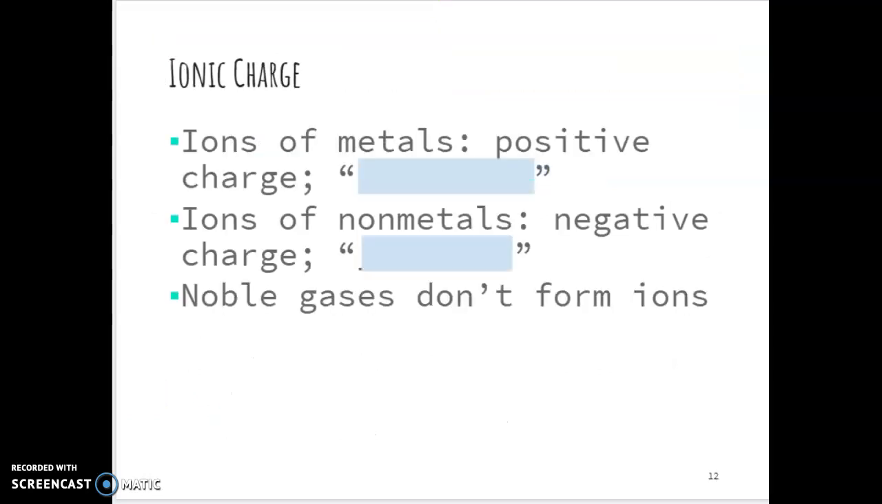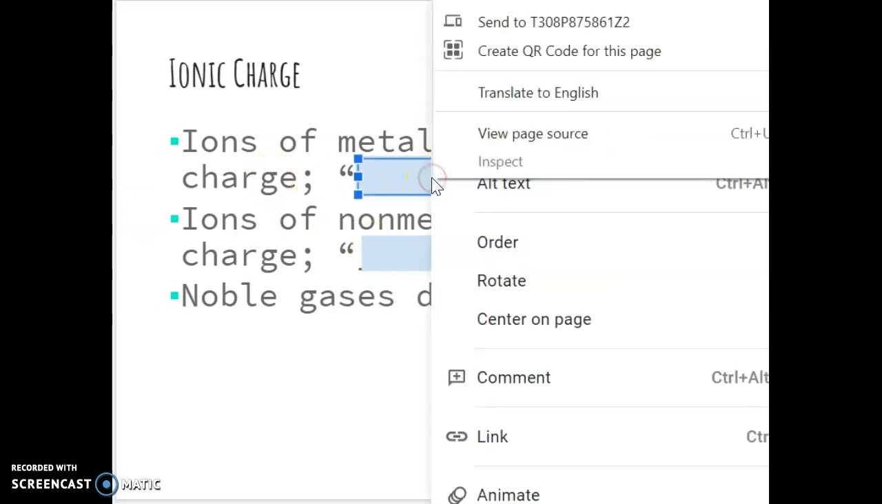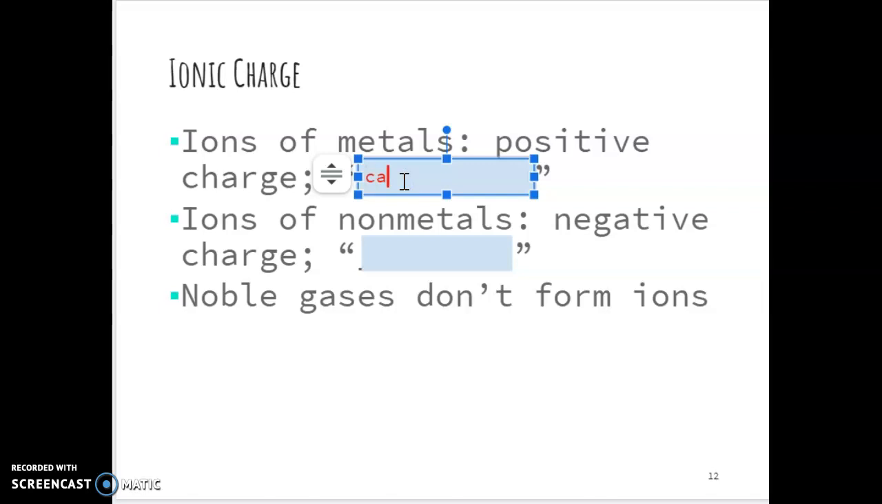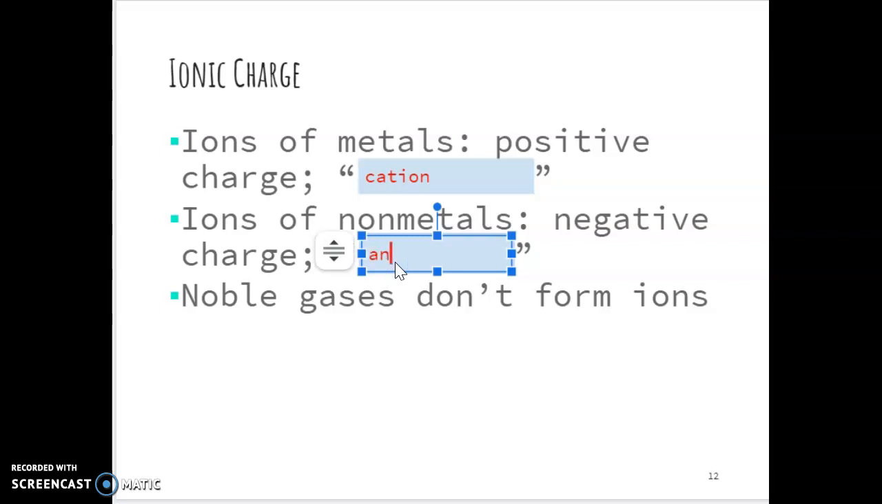Ionic charge. So ions of metals have a positive charge. These are typically called cations. Cation. Nonmetals have a negative charge. They're usually called an anion. Anion like antagonist. Cation like a cat that's positive. And noble gases do not form ions because they already have a complete outer shell. Their last energy level has 8 valence electrons, so they do not form ions.